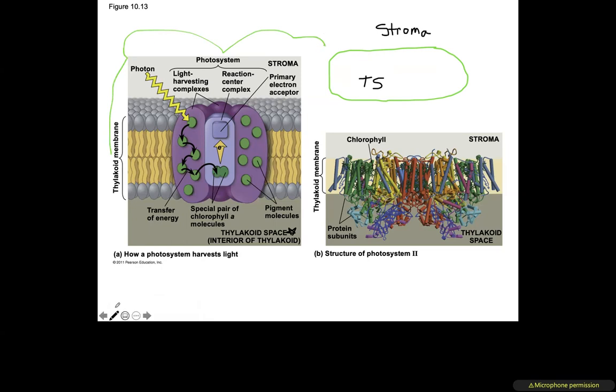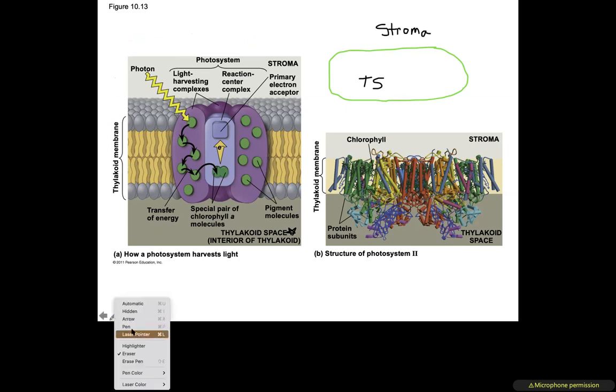Oh, I didn't mean to hit photosystem like that. That was just me being clumsy. Try again. Okay.